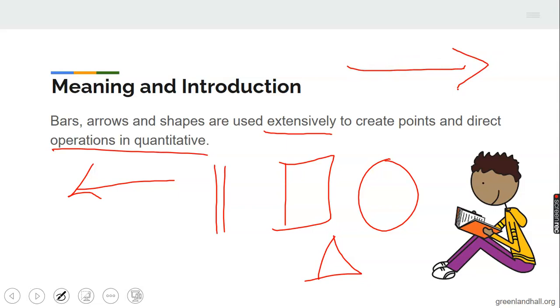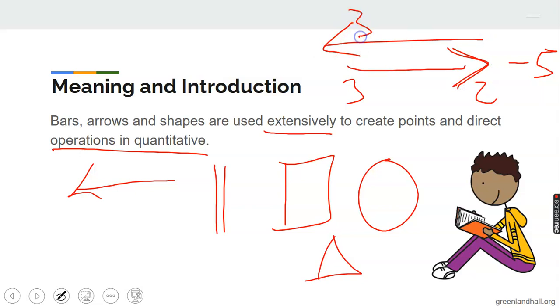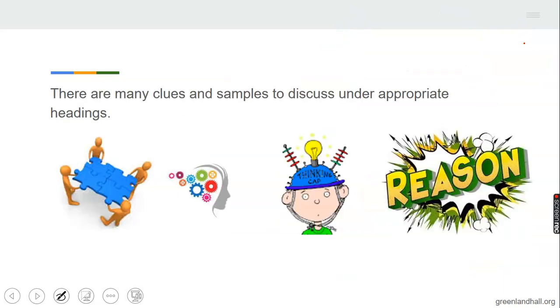Okay, for example, we could say 3 and a 2. This means a 5. So when you see the arrow going this way, it means, oh, there's an addition. Perhaps then we see something this way, and 3 and 2, and we have something like a 1. You already know this is subtraction. So that's what we mean when we look at different shapes and how we can use them to direct operations in quantitative reasoning.